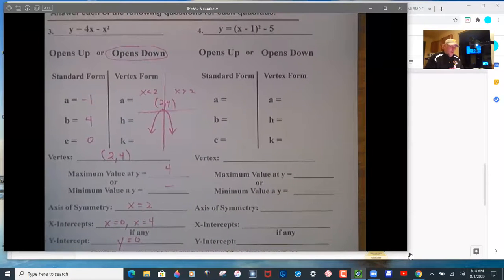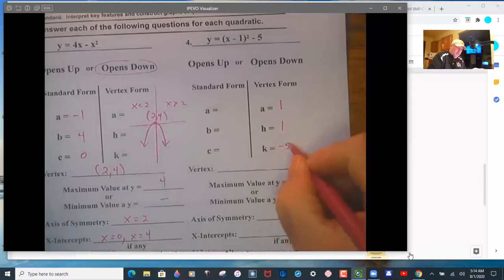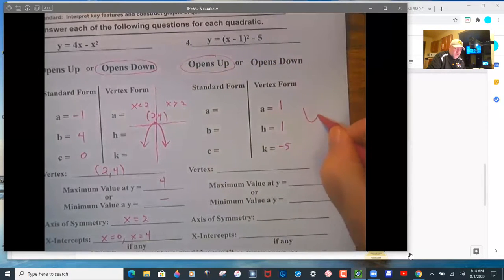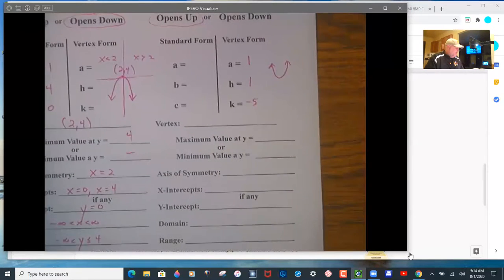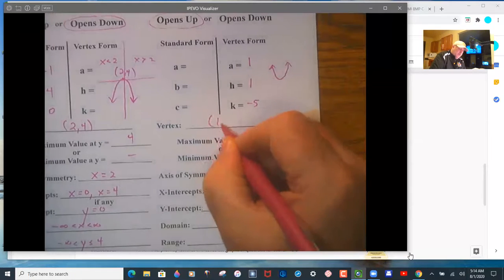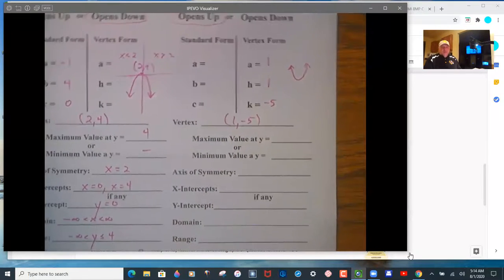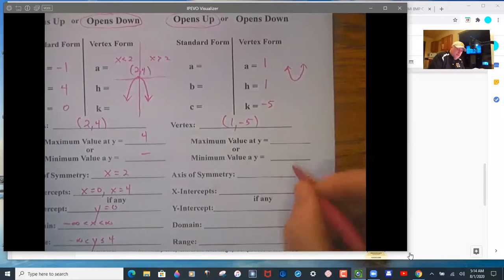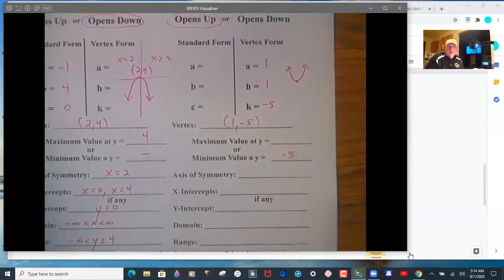Okay, problem 4. So this is going to be vertex form, 1, 1, and -5. And this is going to open up. So let's just make a little sketch. And then we'll do all the same things as we flow down here. So vertex is 1, -5. That's h, k. Again, it was hitting me right in the face before when I was missing it. 1, -5. So that means we're going to have a minimum at -5. So that's your minimum point right there.